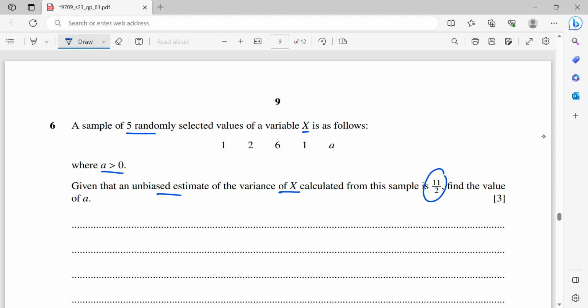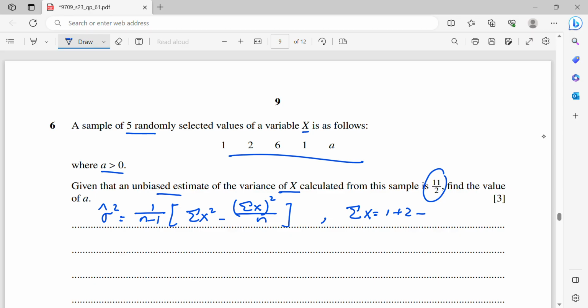Okay, so from here, the unbiased estimate formula is basically sigma squared hat equals 1 over n minus 1 times summation x squared minus the square of summation x over n. Alright, so now you are given it is 11 over 2. But before that, we need to get the summation x and summation x squared first. So I will just show it beside it. So summation x is the total of the x. So just get the sum. 1 plus 2 plus 6 plus 1 plus a. That means this is going to be 10 plus a.